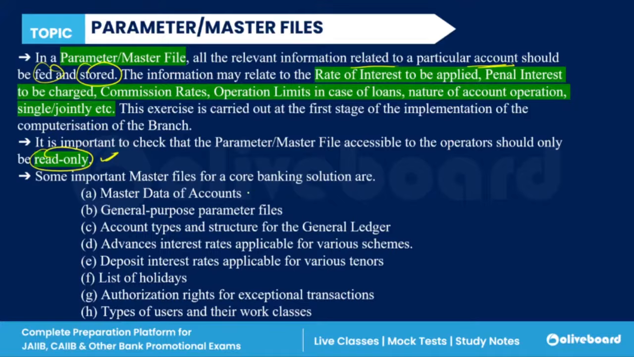First, you have to create a master data for accounts, which contains the complete information of each and every customer. There is a general purpose parameter file, there is an account type and structure for the general ledger. There are advanced interest rates applicable for various schemes. There are deposit interest rates, list of holidays, authorization rights for exceptional transactions, and the type of users and their work class. So these are the parameters or the master files which you have to create when you are working in the core banking solution. These are the master files. Clear? Done?